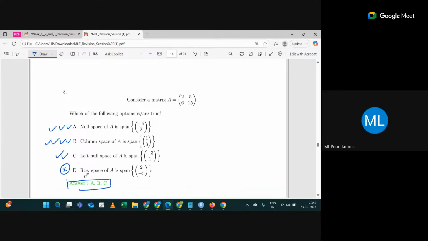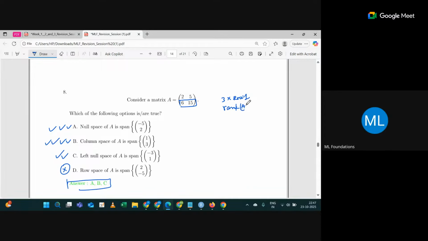Okay, let's see. I will go option by option. First of all, if you see this matrix A, if you focus, the second row is 3 times row 1. That means the rank of A is not 1.